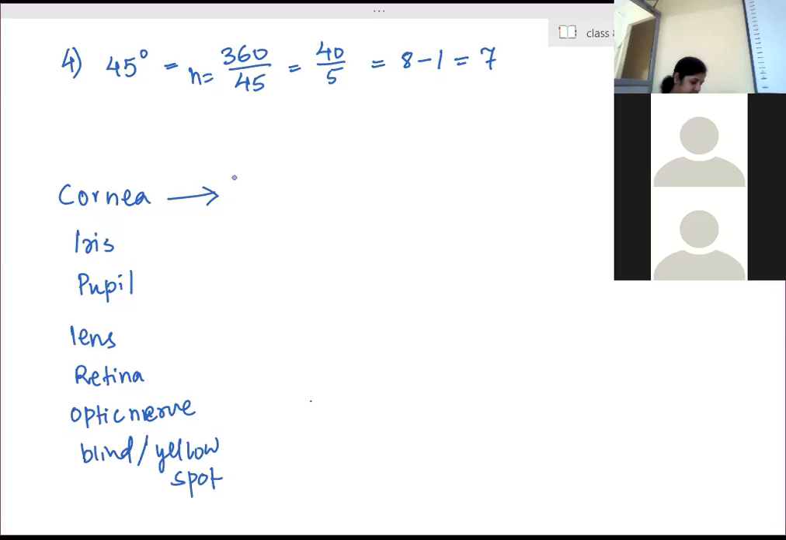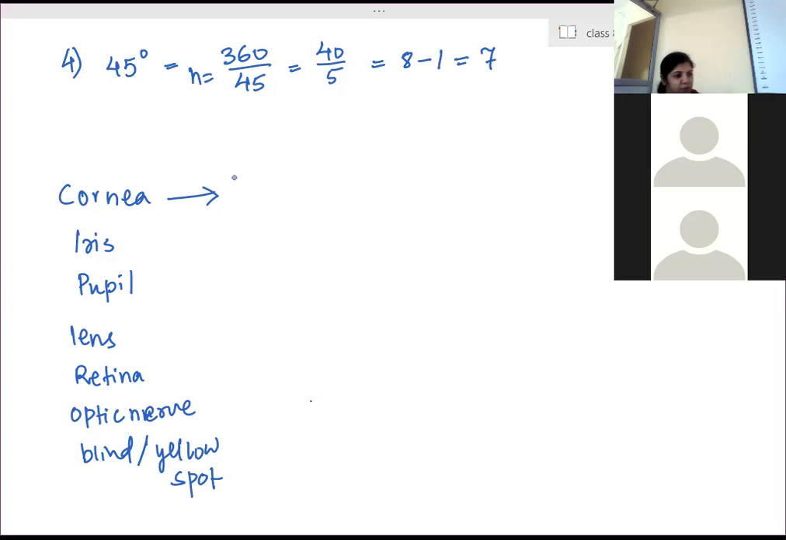Yellow spot. The image formed at this place is brightest. It has a good amount of nerve endings, so the information will travel faster to the brain. Okay, so these are the parts of the eye and its functions.